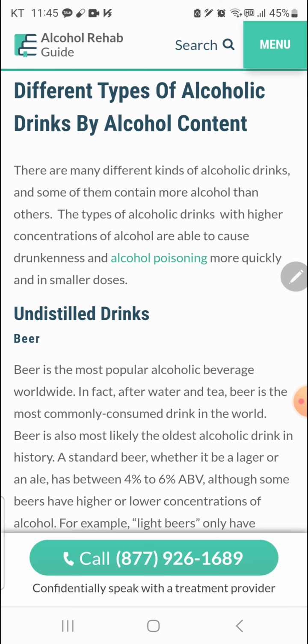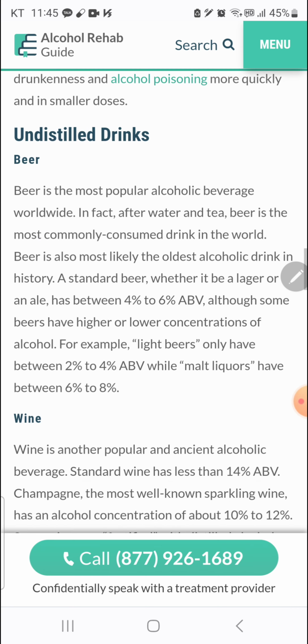Undistilled drinks, beer. Beer is the most popular alcoholic beverage worldwide. In fact, after water and tea, beer is the most commonly consumed drink in the world. Beer is also most likely the oldest alcoholic drink in history.